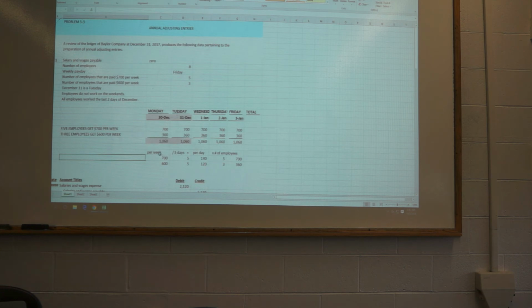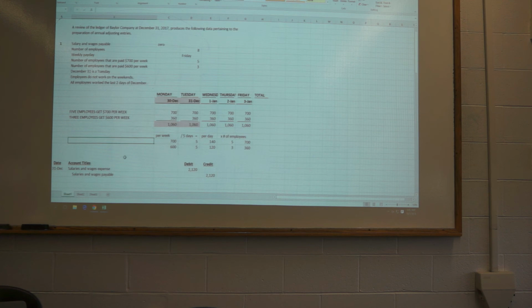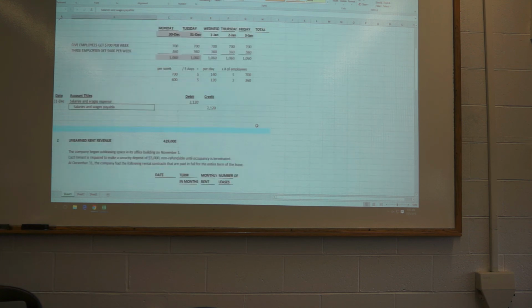And so when you double that for the two days, you get the 2,120, and that's your journal entry of salary and wage expense, salary and wages payable. You do not have to do it this way. A lot of students are quite comfortable doing it the way Wiley does, where they're just multiplying it out. But here, you can see what you've done, and you can sort of get a concrete picture of it.